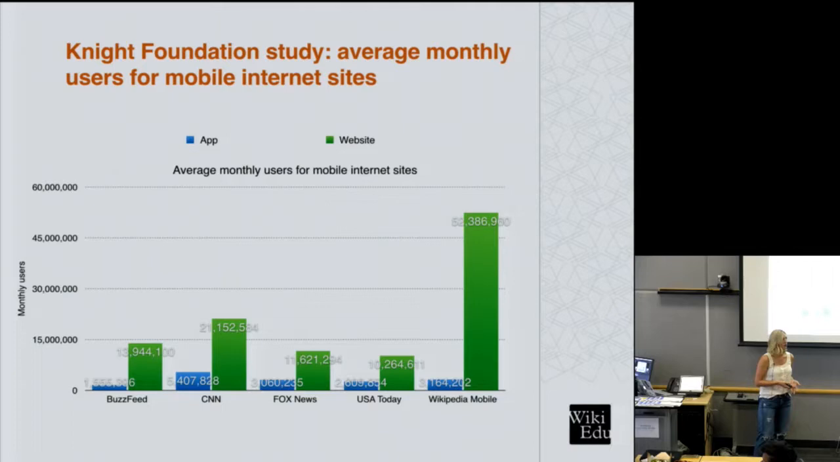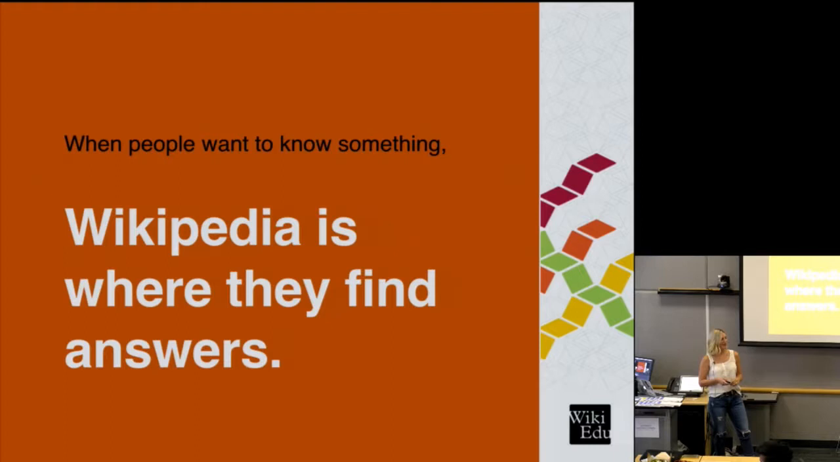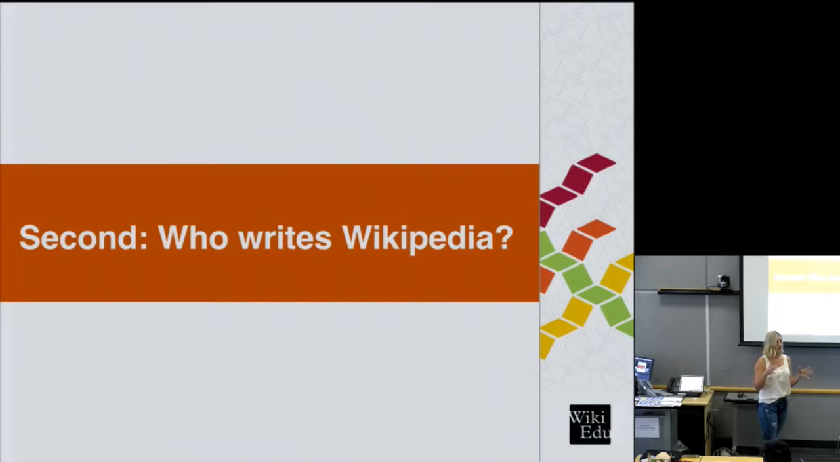So, when people want to know something, Wikipedia is where they find their answers, whether we like it or not, which I think is kind of a silly way to think about it, because I think it's good, I think it's great. But people don't understand the community of work that goes on behind the scenes for Wikipedia, so I'm just going to help frame some of that for you as well.